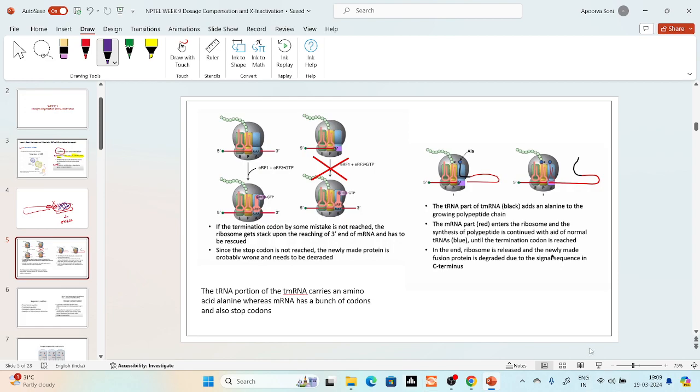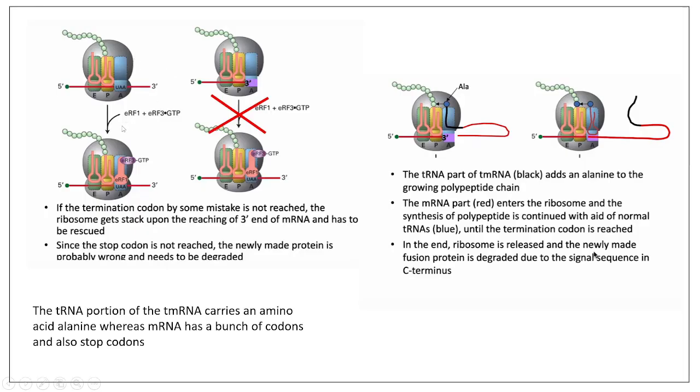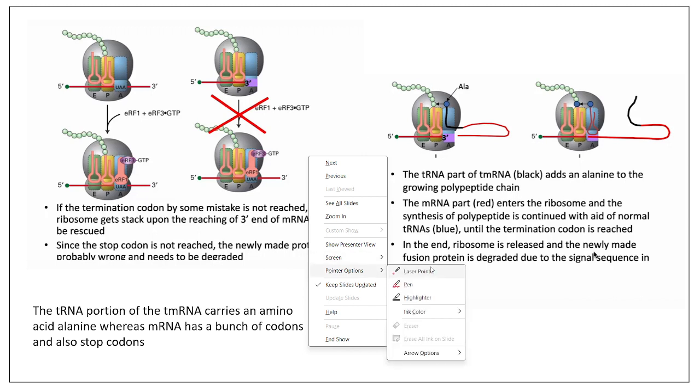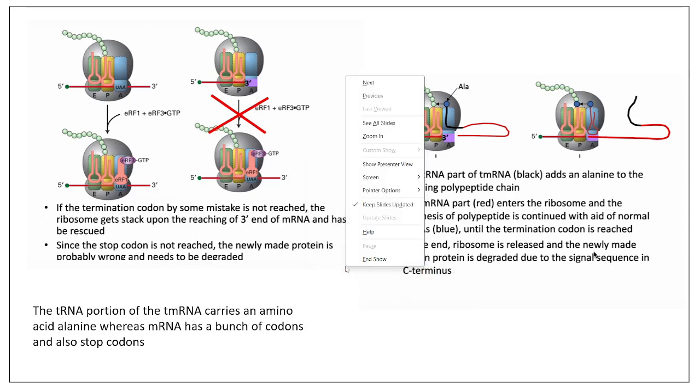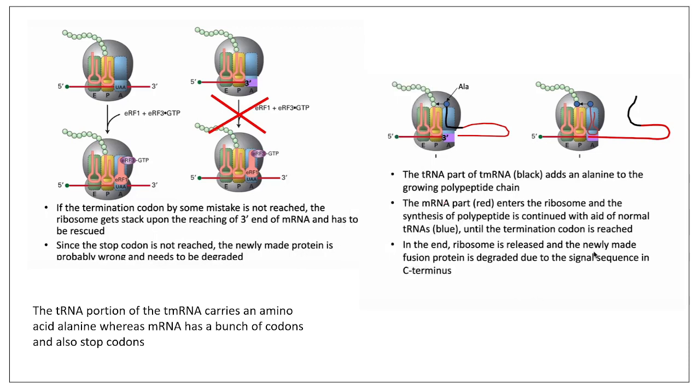So you can see, I'll just do the slideshow for this figure. Yes, so you can see over here. So you can see this is the normal translation process. So you have a stop codon, and then what is eRF1? It is the eukaryotic release factor. So when the stop codon is there, it gets a signal, and then these eukaryotic release factors along with GTP come, which helps in the release of the ribosomes. But if there is no stop codon, then these signals will come, but they are not able to release the ribosome.